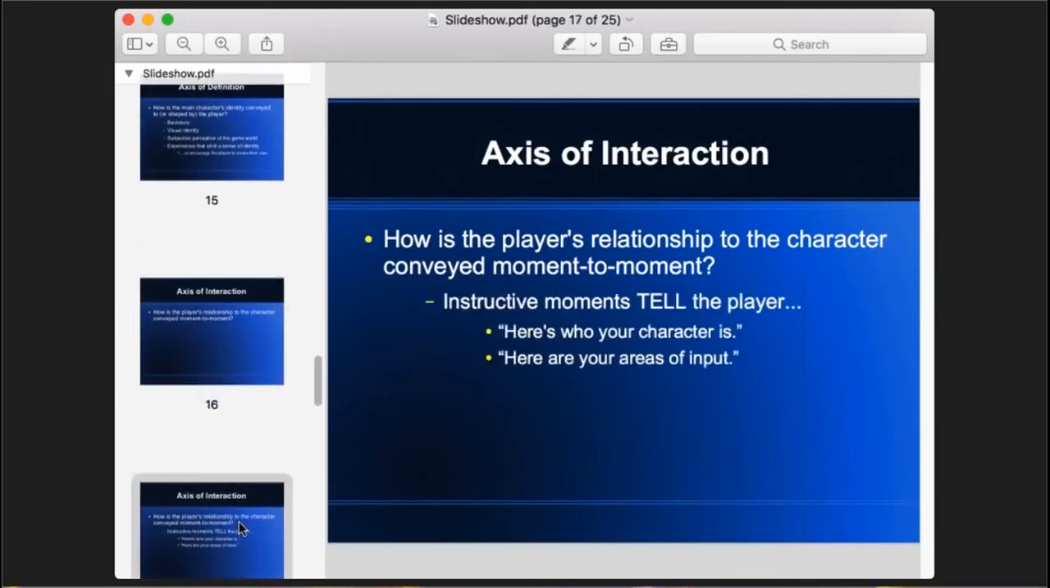And I break these down into two kinds of moments. The first is instructive moments. Instructive moments tell the player, here's who your character is, here are your areas of input. So for example, if you start a game and you're introduced to the main character and it says, what's your name? That's an area you get to control. If the very first line of dialogue is, you're sitting at a table eating a pizza, it is now a default part of that character's identity that he's somebody who eats pizza. And that's not something the player gets to have agency over.